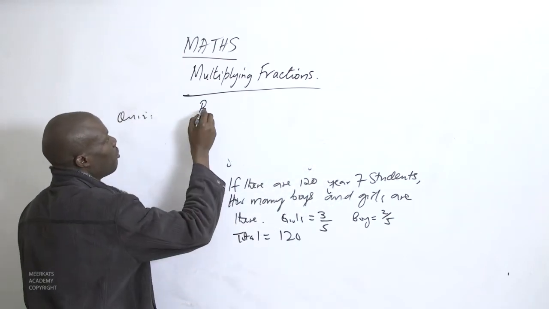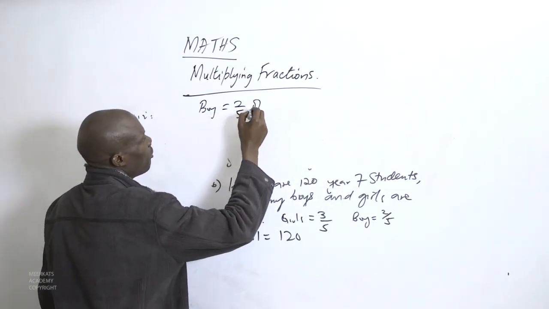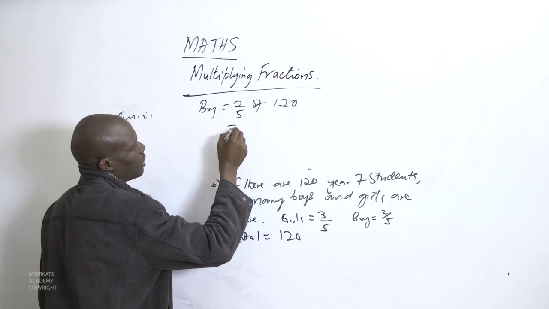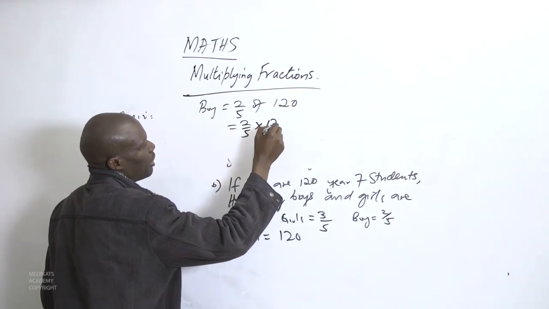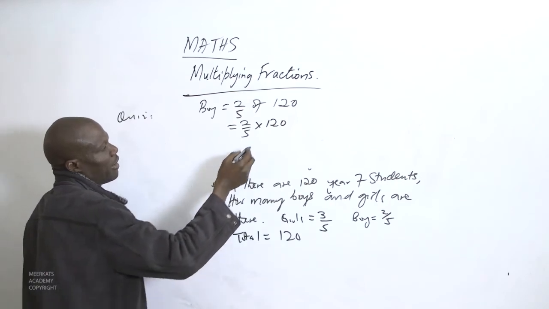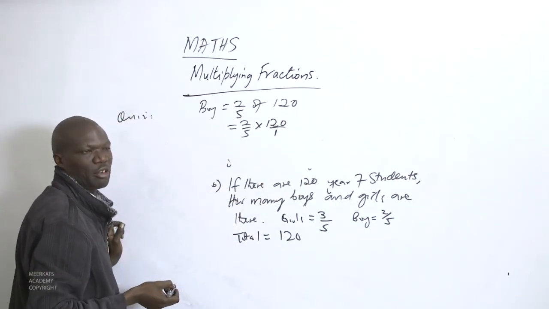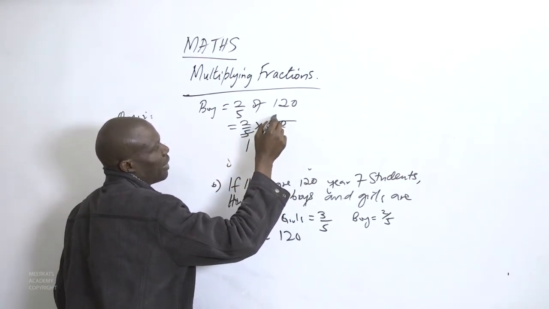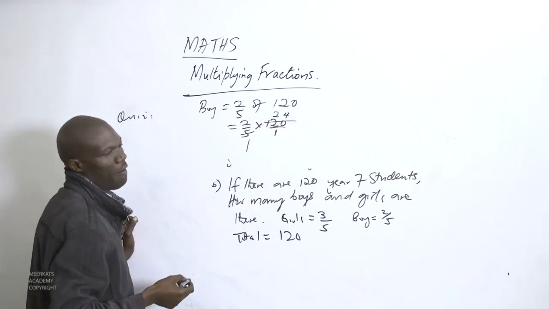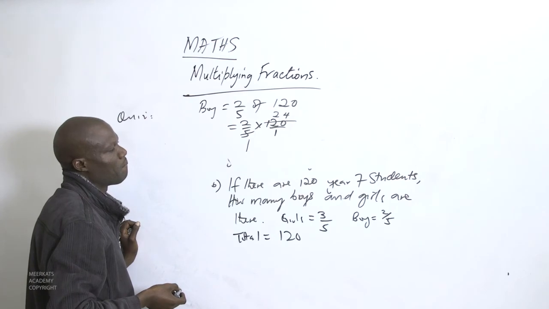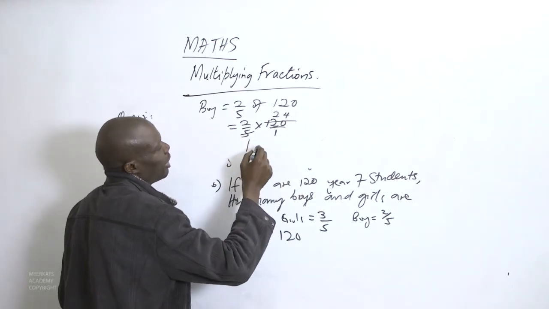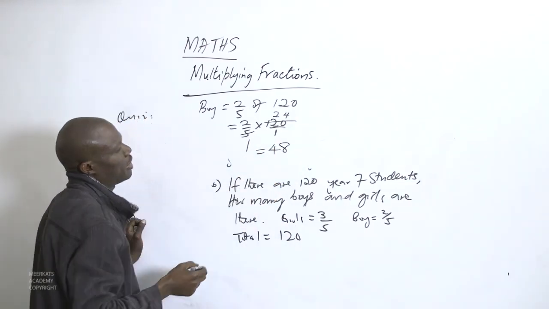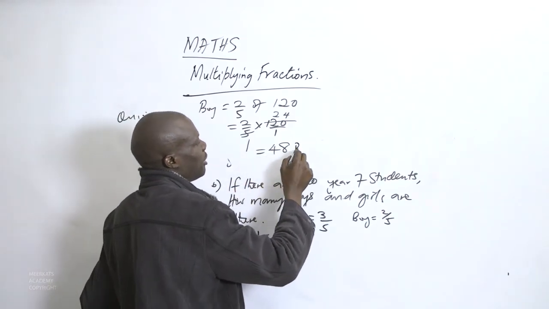To get the total number of boys, it will be 2 over 5 of the total number of students in that class, which is 120. Of means multiplication, so it is 2 over 5 times 120. We can simply introduce a denominator of 1 to make 120 a fraction, and then we simplify where possible. 5 divided by 5 is 1, and 120 divided by 5 is 24. When you multiply 2 times 24, you get 48. So there are 48 boys.